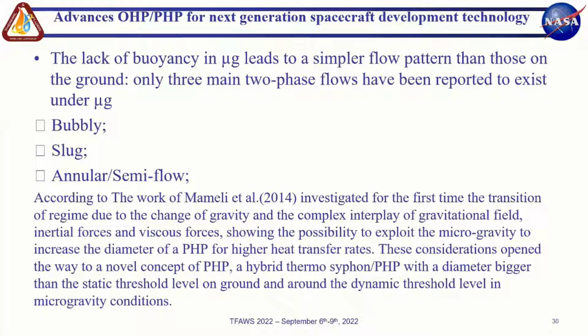Showing possibilities, the forces and microcavities increase the diameter, and that is dimension higher levels equal to geometry, phase space, higher heat transfer rates. What is the consideration of a novel concept? The phase space hybrid thermostat with diameter bigger than the threshold level on ground and the dynamic threshold levels in microcavity conditions, also microgravity and environmental. Next, please.